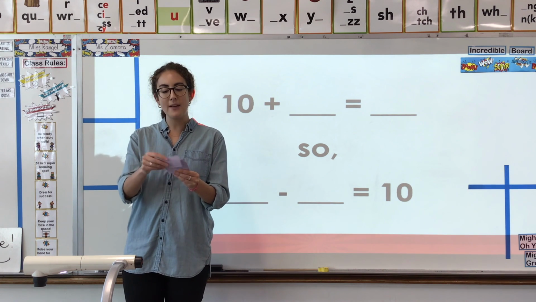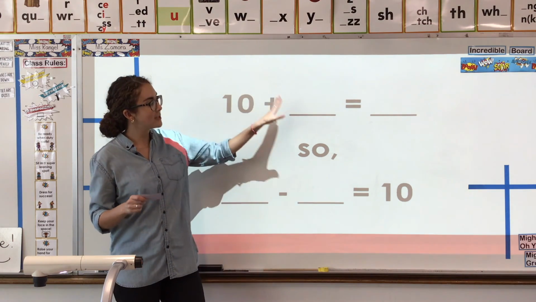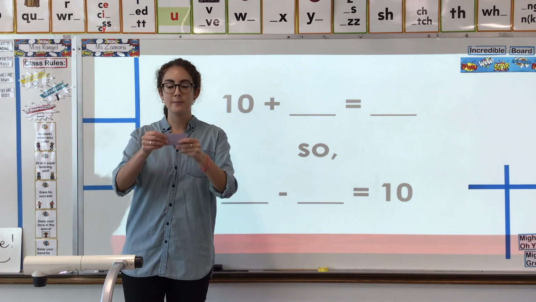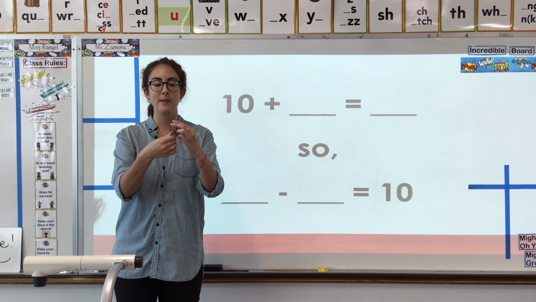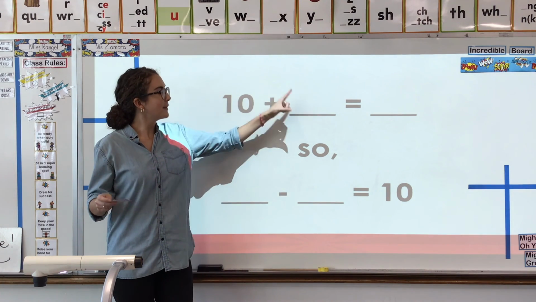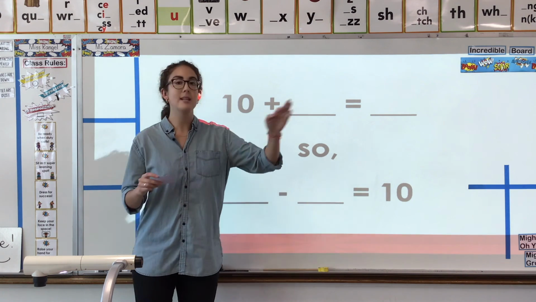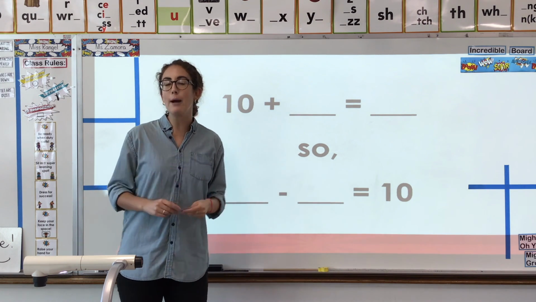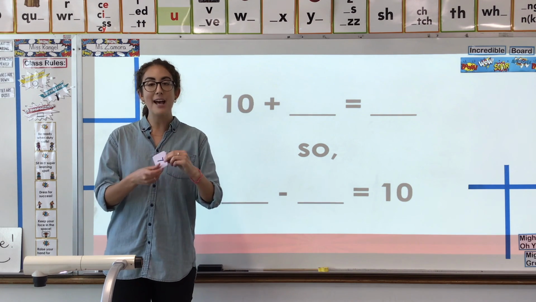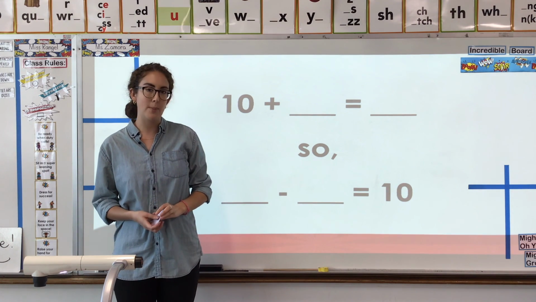So for example, if I pulled a 3, I would practice 10 plus 3 equals 13. So 13 minus 3 equals 10. Next one, I've got a 7. So I would practice in my head, 10 plus 7 equals 17. So 17 minus 7 equals 10. I would practice saying both an addition and a subtraction equation that has to do with the single digit and 10 that I pulled from my flashcard pile.